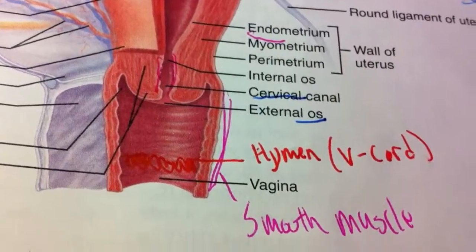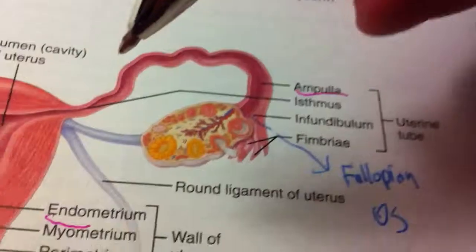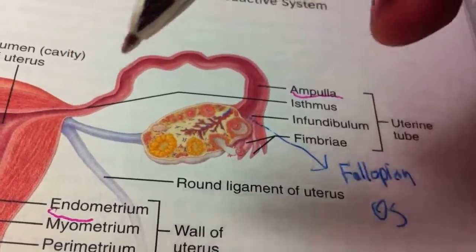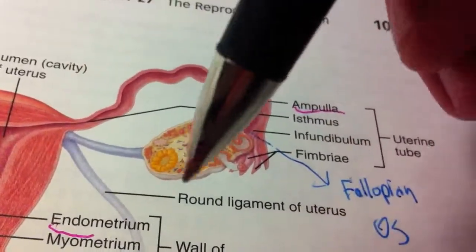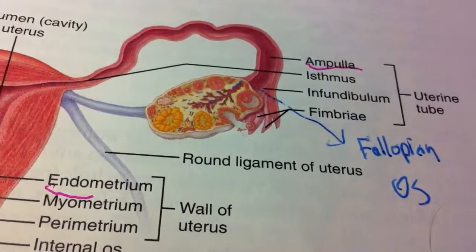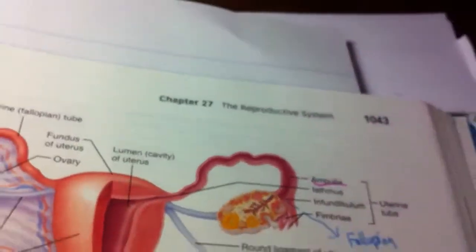What else? I also want to talk about when we were discussing the Mullerian inhibiting factor. Those Mullerian ducts become the fallopian tubes. If we don't release that Mullerian inhibiting factor, it will develop into the fallopian tubes. And that's pretty much it for that aspect.